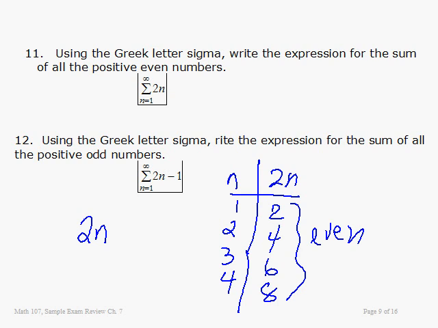You don't have to worry about infinity or cardinality in this class. But the way to get all the even numbers is 2n. That's the abbreviation for them. How about the odd ones? It's just 2n minus 1.